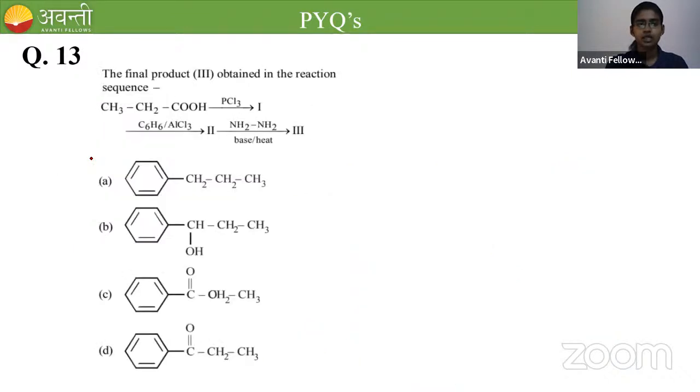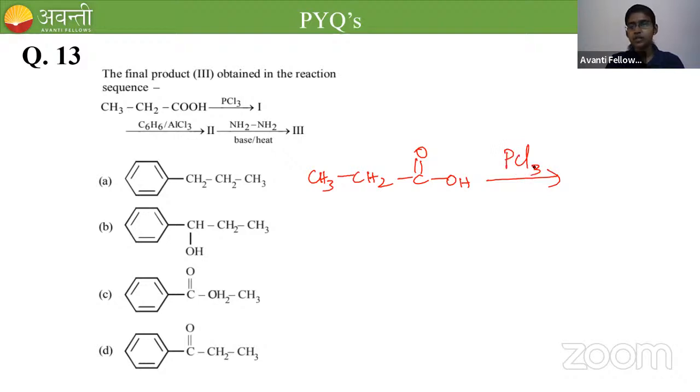Okay, let's move on to question number 13. The final product obtained in the reaction. So you have to arrive at the last compound, that is the third compound. In the reactant, carboxylic acid is given, propanoic acid. The formula for propanoic acid is CH3CH2COOH. Propanoic acid is treated with PCl3 first. So PCl3 is again a source to give out the Cl minus nucleophile. So the OH is converted to Cl. So we get CH3CH2C double bond O Cl.